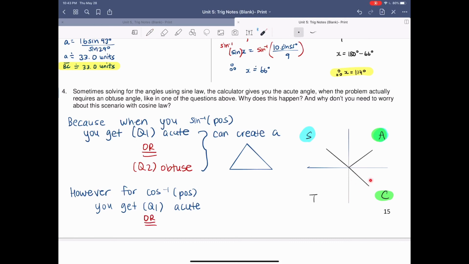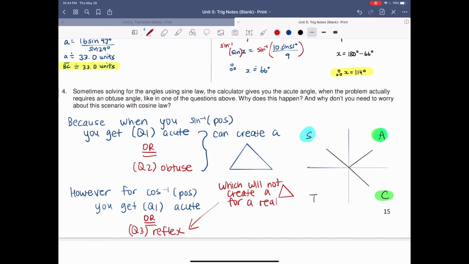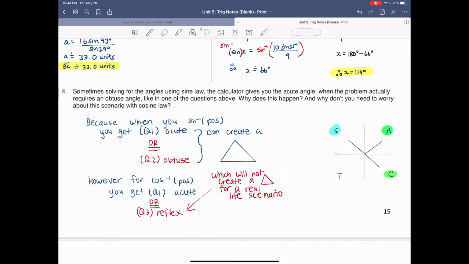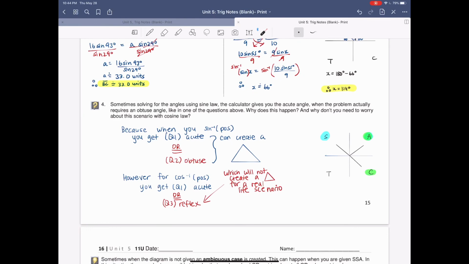Because if you have an angle here, that's a reflex angle, because a reflex angle is an angle that is larger than 180, but less than 360 degrees. So that will not create a triangle for a real life scenario. And therefore, that's why you wouldn't have to worry about it as much when you're taking a cos inverse of a positive number versus when you're taking a sine inverse of the number.